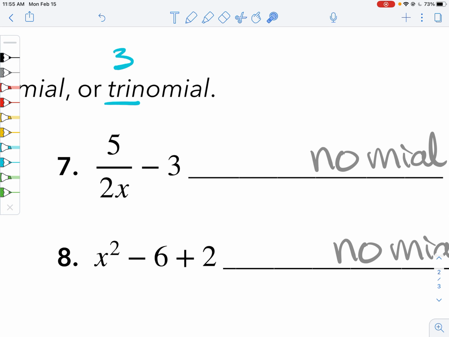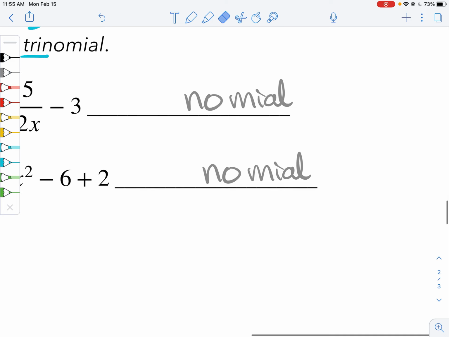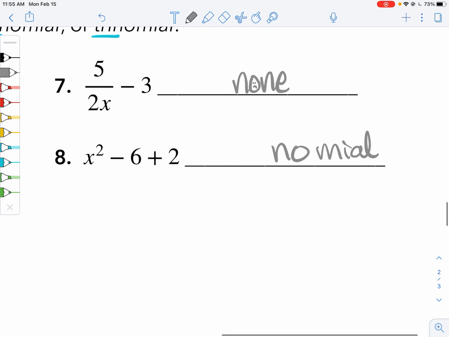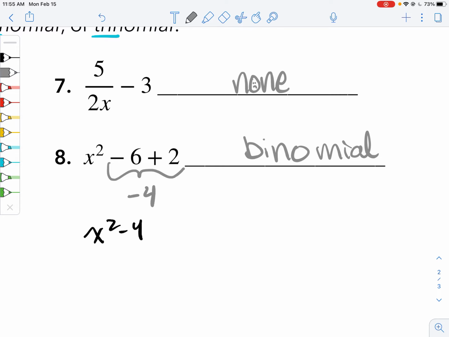This has a quotient in it, so it's not actually any of these. And finally, x squared minus x plus 2 looks like it should be a trinomial, right? Because it's got 3 terms. But guess what? Negative 6 plus 2 is the same thing as negative 4. So this is really x squared minus 4, which is a binomial.